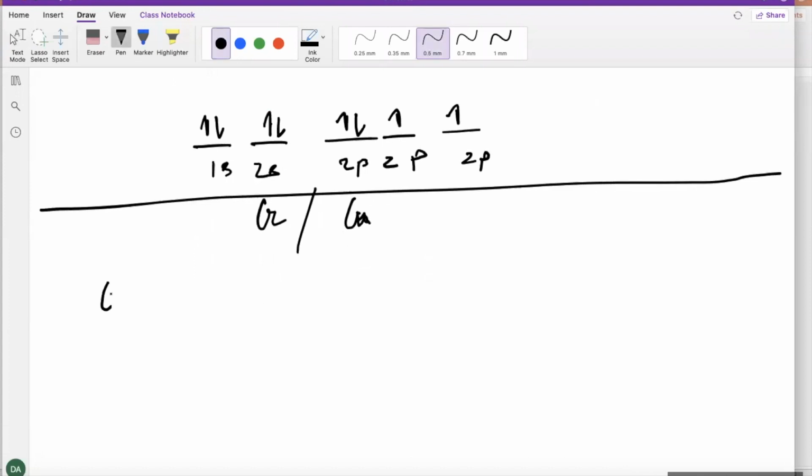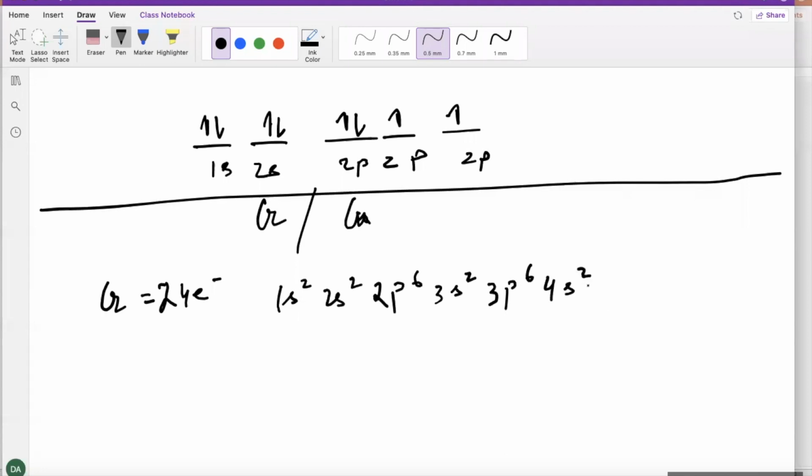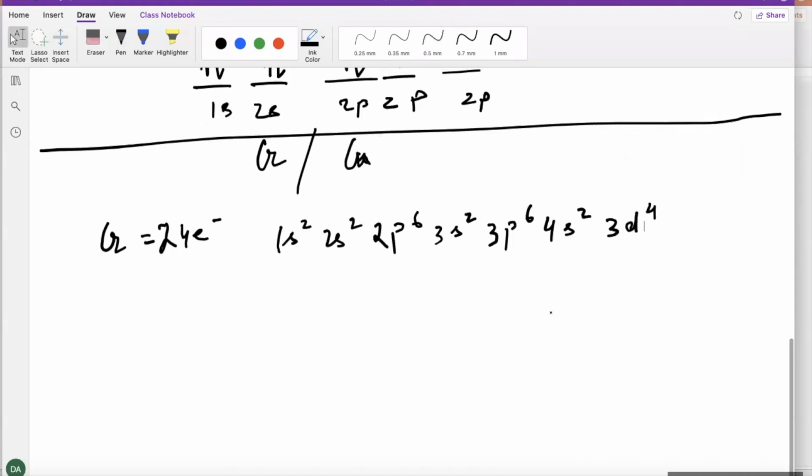So, guys, chromium has 24 electrons, and if I ask you to write the electron configuration, it's going to be 1s2, 2s2, 2p6. That's 10 electrons. Then 3s2, 3p6, that's 18 electrons. 4s2, 20 electrons. 3d4, 24 electrons. So this is the electron configuration. Now let's draw the orbital diagram, and that will tell us why the electron configuration of chromium is not this. It changes a little bit.